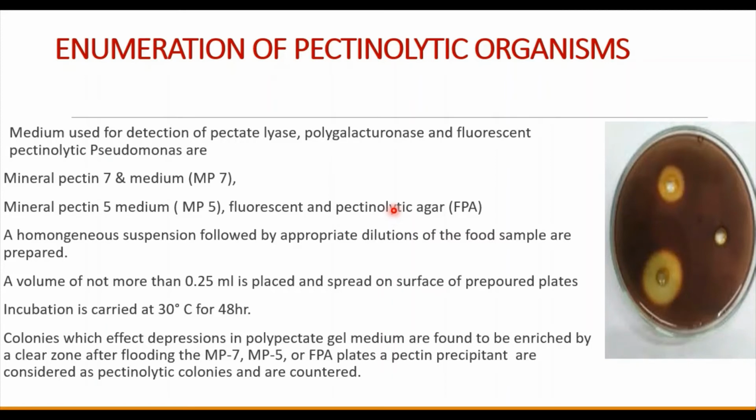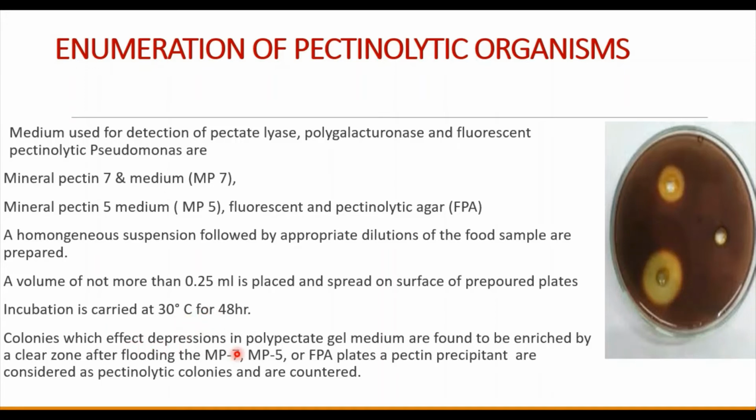First of all, you have to take the homogeneous suspension, followed by appropriate dilutions of the food sample, and a volume of not more than 0.25 ml is placed and spread on the surface of pre-poured plates. We can take any media, that is MP5, MP7 or FPA. You place the 0.25 ml of the already diluted sample, spread it on the surface of the pre-poured plates, and carry out incubation for about 48 hours at 30 degrees centigrade.